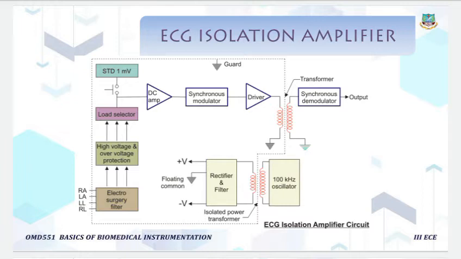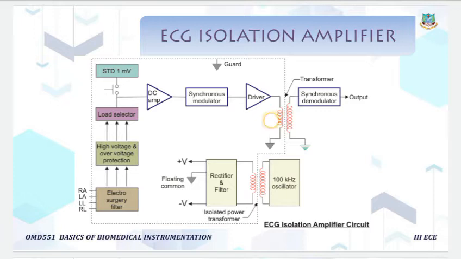So next one is the synchronous modulator. The synchronous modulator is mainly used to modulate the ECG signal from the DC amplifier at 100 kilohertz. Here in this ECG isolation amplifier we are using two transformers. The first one is the isolated power transformer and the second one is this transformer.